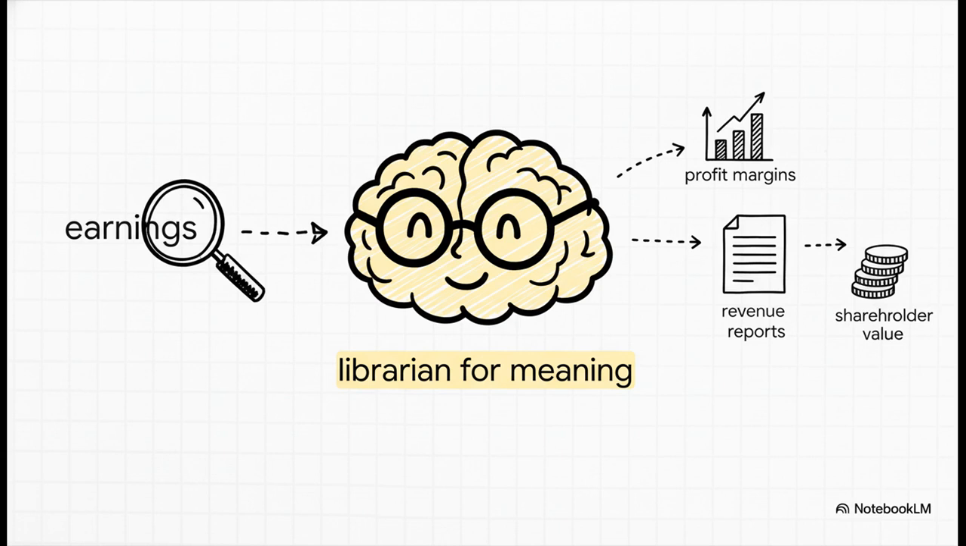And here's the magic trick. It doesn't just search for keywords like a normal search engine. No, it searches for meaning. It's like having a brilliant librarian. You can ask for something about, say, corporate profits. And this librarian is smart enough to know you probably also want to see stuff about revenue, shareholder value, and profit margins. Even if the exact words corporate profits aren't in there, it understands the concept.